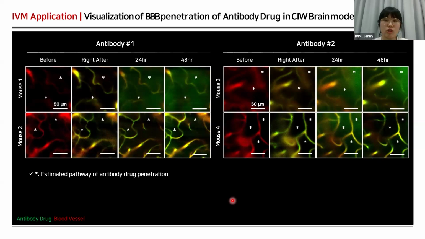Overall, antibody drug accumulation was consistently observed within the vasculature, notably based on the regions marked with the asterisks, which indicate presumed sites of antibody drug penetration. Antibody drug 2 appeared to exhibit greater penetration into the brain parenchyma compared to antibody 1.